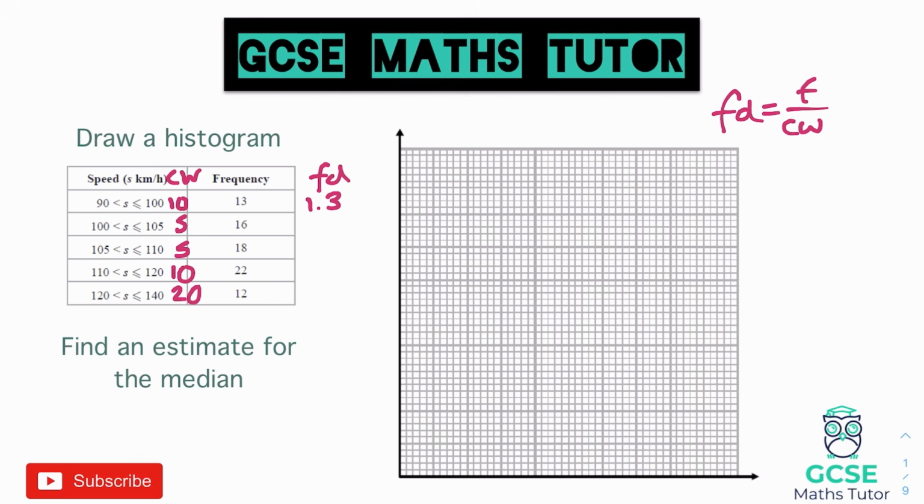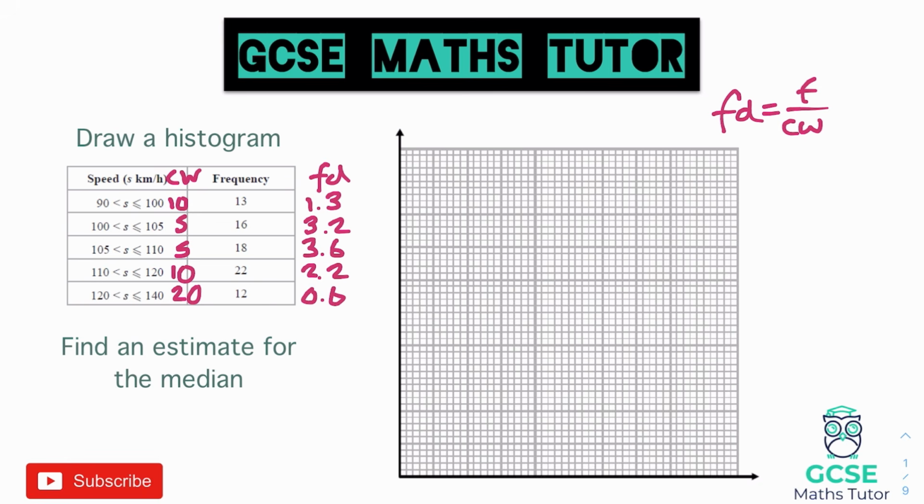For the next one, it's 16. If we do 16 and we divide it by the class width of 5, we get a frequency density of 3.2. On to the next one, we have 18. 18 divided by 5 is going to be 3.6. So that's our next frequency density. We've got 22 divided by 10, which is 2.2. And for the last one, we have 12 divided by 20. And 12 divided by 20 comes out as 0.6.